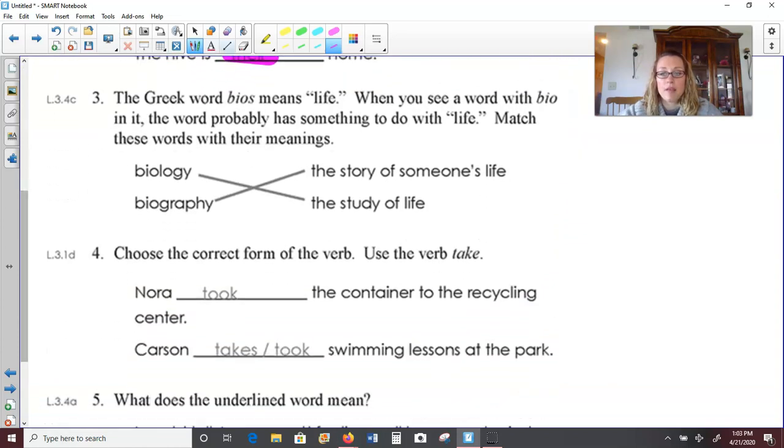On number 3, the Greek word bio means life. So when you see a word with bio in it, the word probably has something to do with life. So we have biology and biography. And you should know from writing and even in reading class, a biography is the story of someone's life, and an autobiography would be a story of your own life that you write. So then biology is the study of life. So there are some people who are biologists, and it is their job to study different life forms, different creatures.